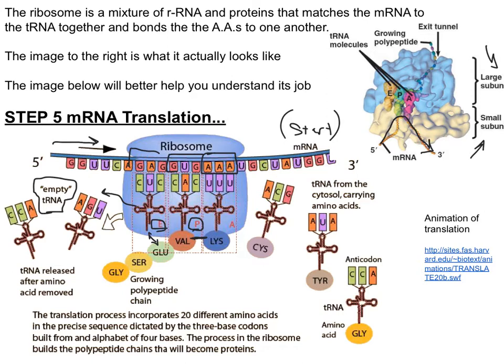So remember, because there are 20 different amino acids, there are going to be 20 different trucks, or 20 different tRNAs. Each one is going to pick up a specific amino acid and bring it to the specific site. Now, how does the ribosome know which truck to grab?